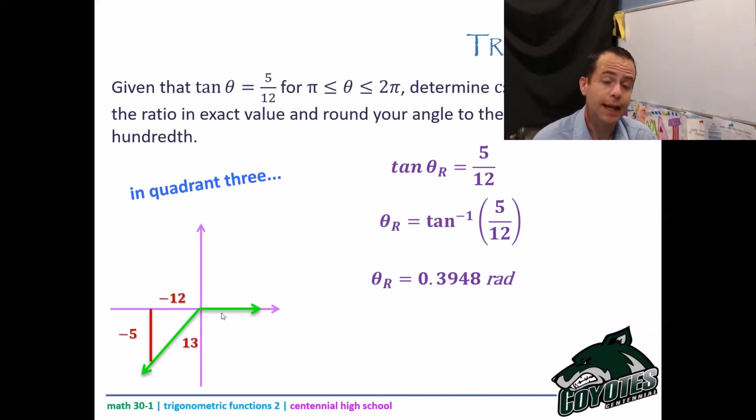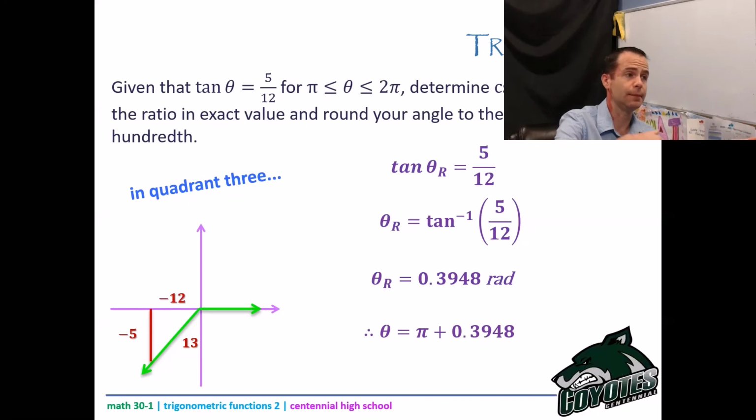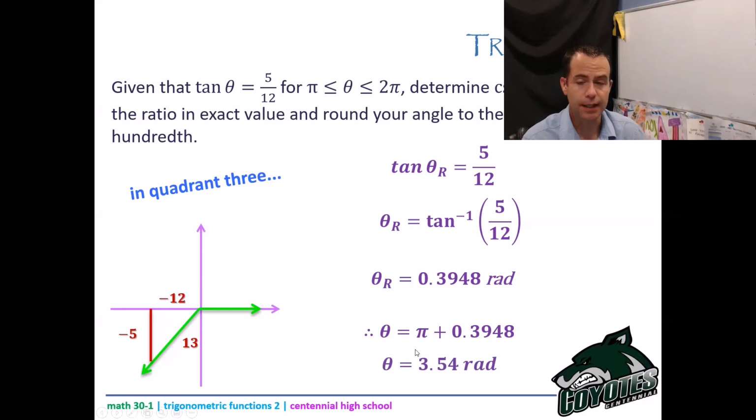Now to get the actual angle, remember that from here to here would be pi. So the actual angle will be pi plus my reference angle. Don't get confused because I switched to radians. It's the same as saying my actual angle is 180 plus 53 degrees, which we did in a previous question. It's just that my 180 is now pi because I'm talking in radians, plus the reference angle, 0.3948. I don't round until I get to the final answer, and the final answer would be 3.54 radians.